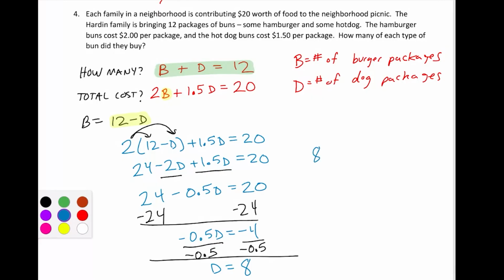So we've got 8 packages of hot dog buns and 4 packages of hamburger buns.